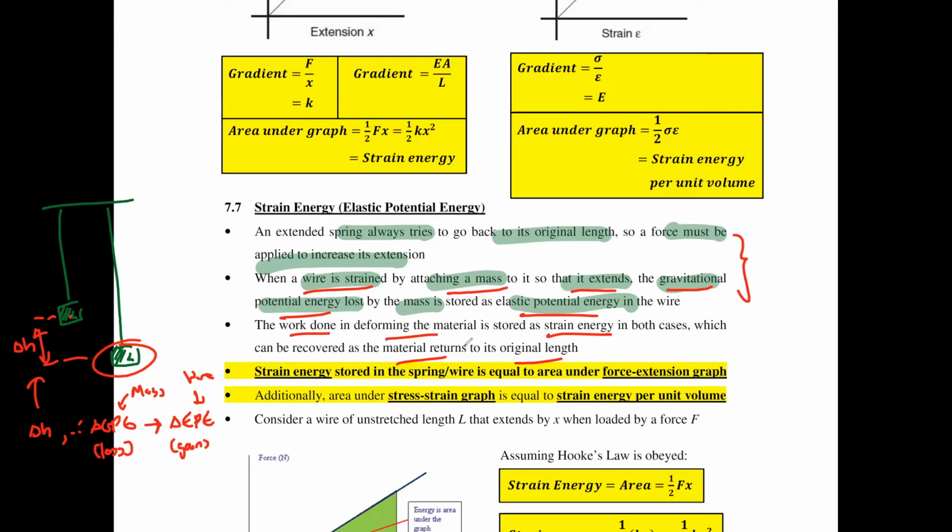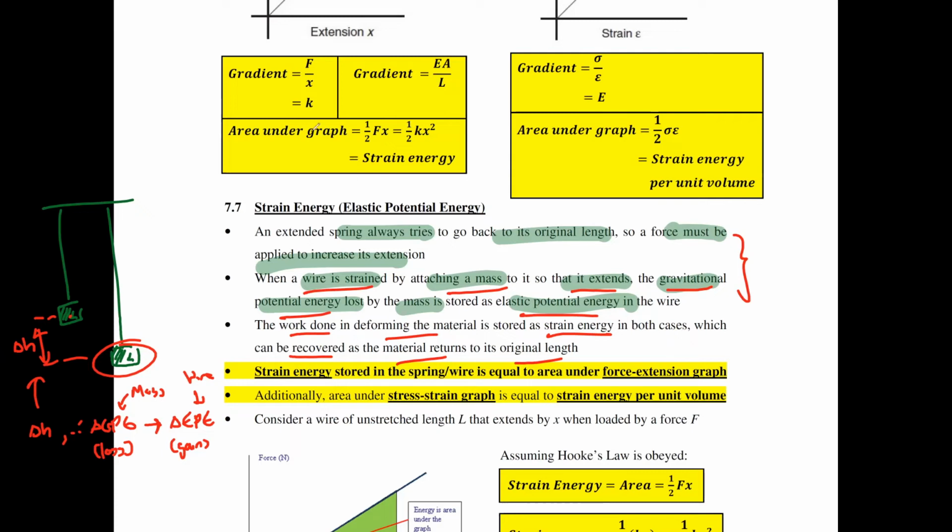Okay, when you remove the load, the material returns back to its original length. You're going to recover back that energy or the work that you did. If you did some sort of work to stretch the spring, you remove the load, the work will be recovered, the energy will be recovered. If you apply a load onto a wire, you remove the load, the wire will go back to its original length, you recover back the work done or the energy stored.